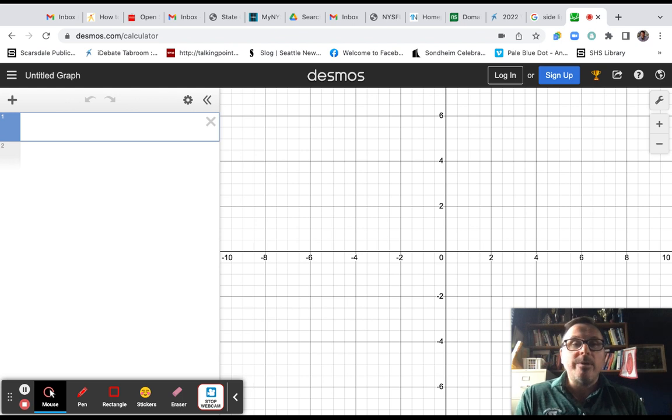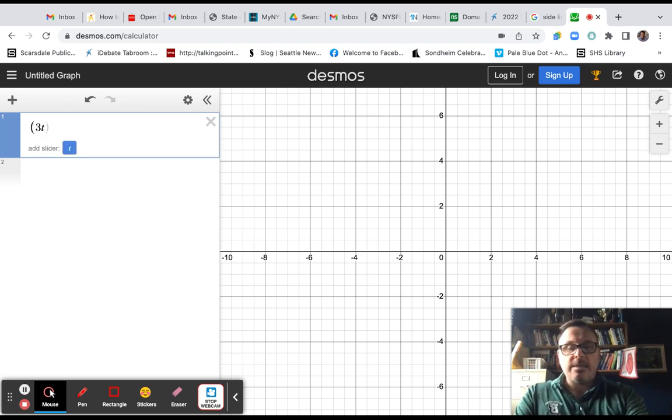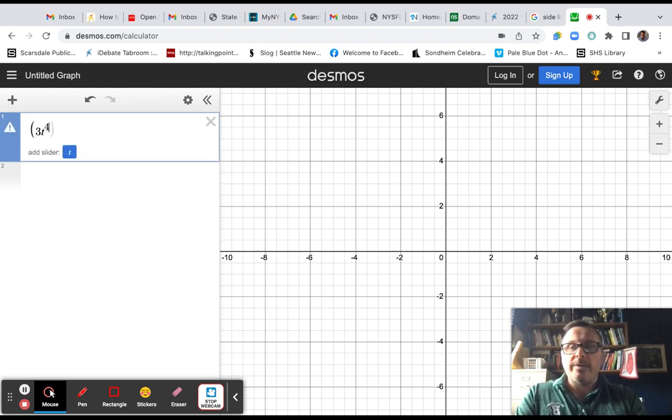So the way that we do this, and actually I want to show another tip or trick that I didn't show in class. We have our window here, and I've gone to desmos.com/calculator. All I'm going to do is come in here and put in our parametric equations. The way you do it is parentheses, and what we're doing is putting in the x of t comma y of t. So whatever your x of t is, let's say it's 3t to the fourth, whatever.